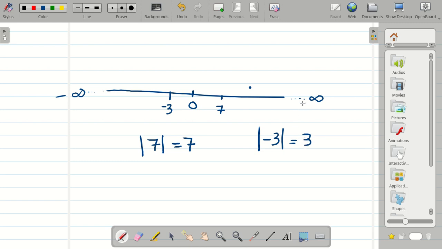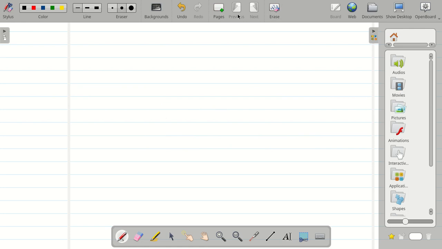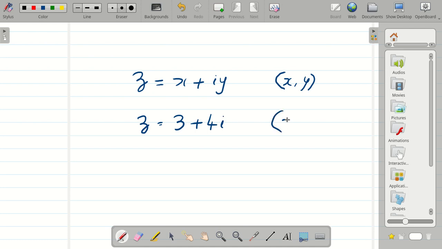Now let's move on to complex numbers. We have a complex number, and I'm going for the general format x + iy. If you want to plot a complex number, we just use the Cartesian coordinate system, (x, y). So if you have the complex number 3 + 4i, then we just plot the point (3, 4). Is that clear?